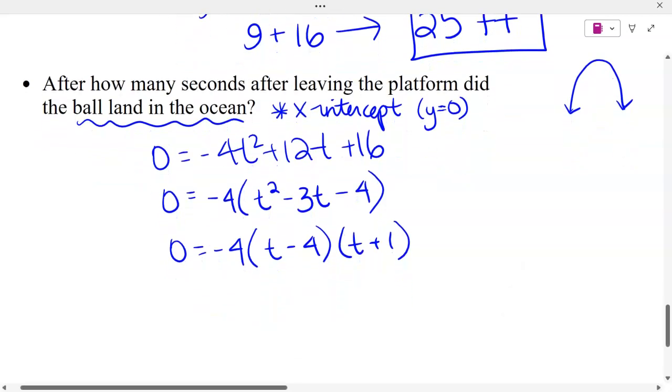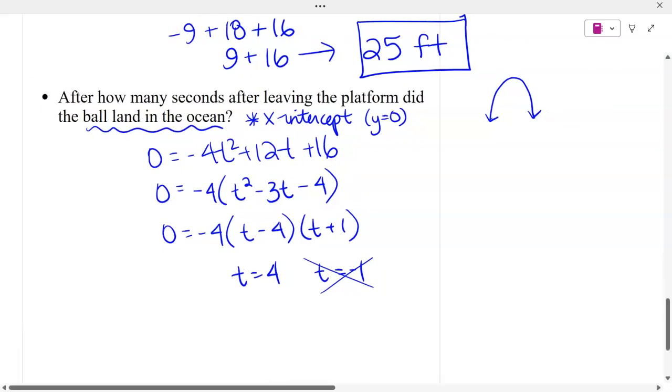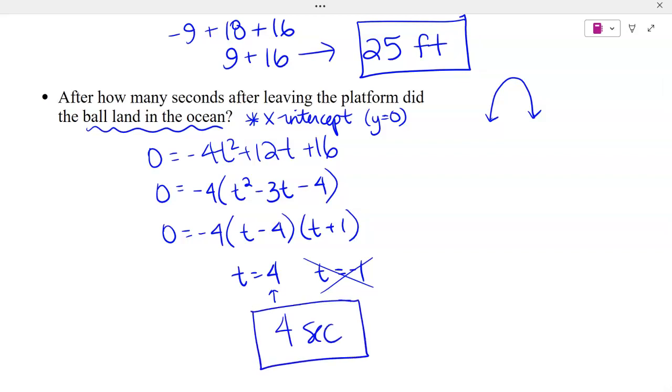And we can set each one of these factors to 0, and we end up that t equals 4 and t equals -1. Well, we don't really have negative time, so we can throw that out, which tells us that after 4 seconds leaving the platform, the ball hit the ocean. So 4 seconds is our answer here.